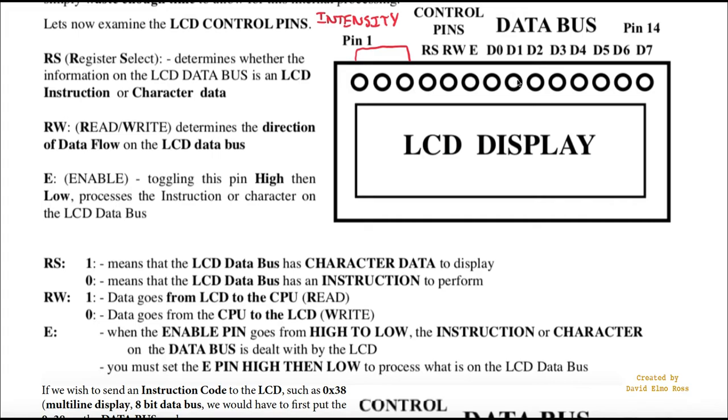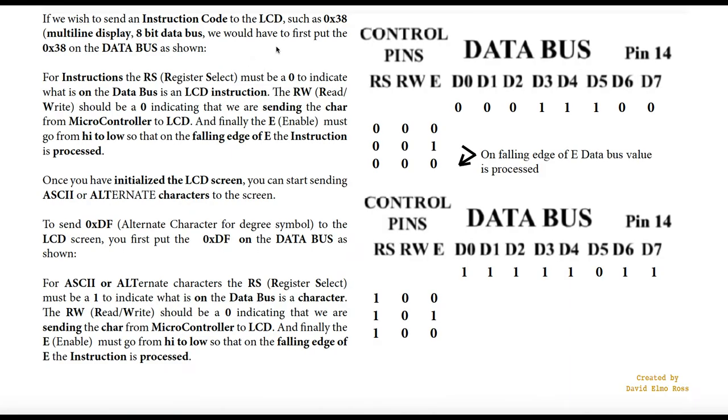And what that means is nothing's going to happen here, regardless of how you have these two, until you set this high. Then on the falling edge of E, whatever is here is going to be processed based on how you set up the RS line. So as we said, the first instruction we have to send it is a 38, and we have to tell it that it is an instruction.